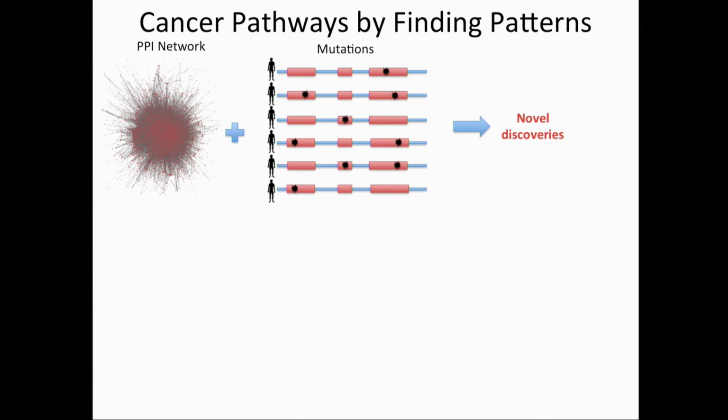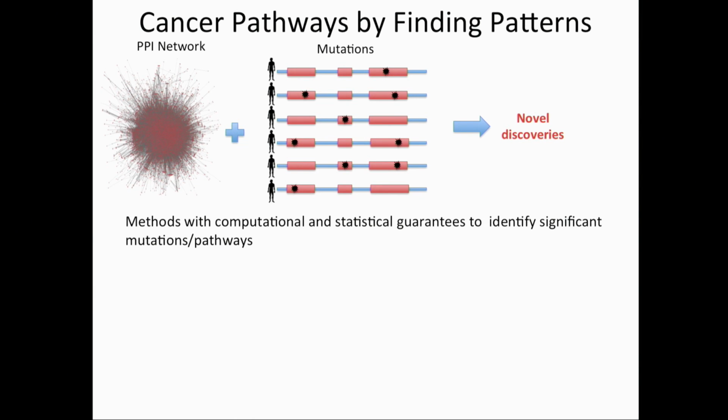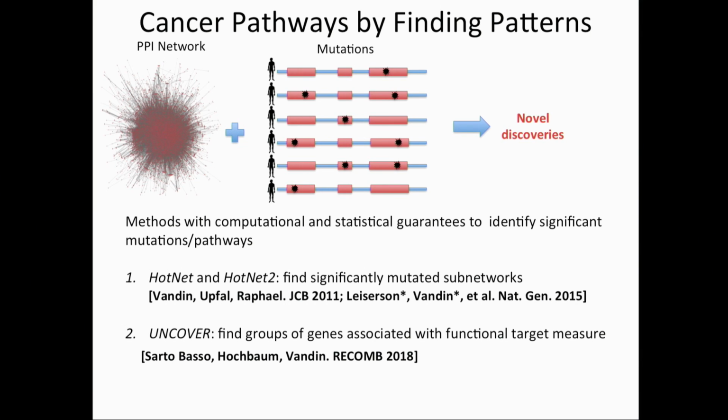Okay, so in almost all the time that I still have for the talk, I'm going to describe 2 algorithms or 2 classes of algorithms to identify these driver pathways. The first one are the algorithms called HotNet and HotNet2 that find significantly mutated subnetworks of a large PPI network. And the second one is an algorithm called Uncover, a recent one that finds groups of genes associated with a functional target measure. Okay? So the first approach is essentially an unsupervised approach to identify significant pathways, while the second one instead is a supervised or semi-supervised approach, it depends on the way you do it, to find these important driver pathways.